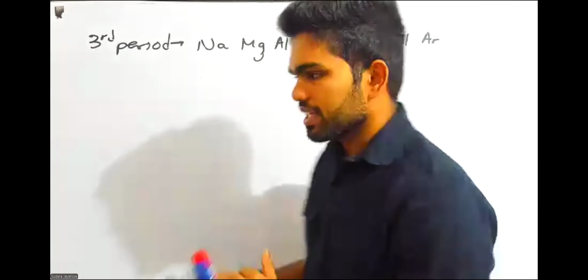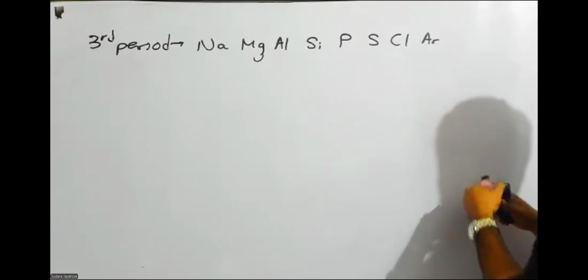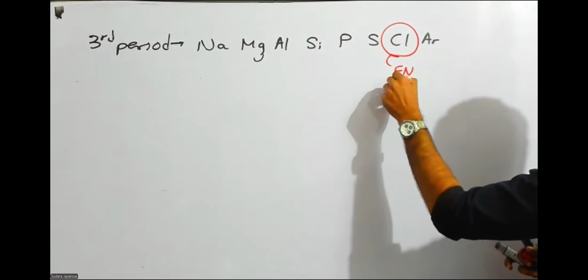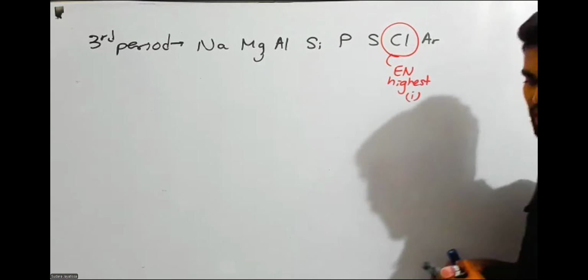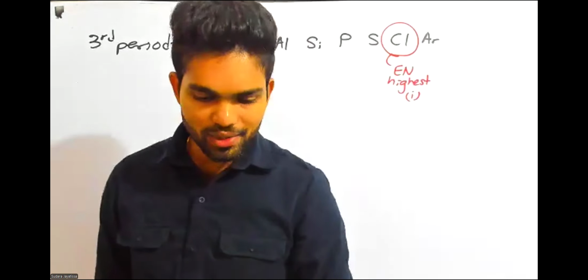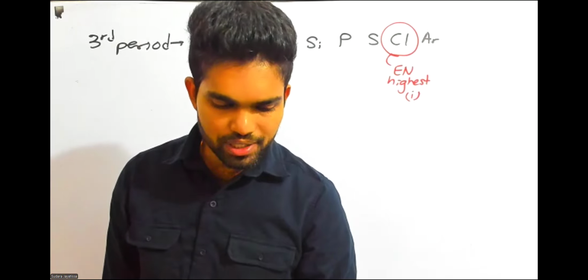If you consider these 7 elements, sodium to chlorine, this one is the one with the highest electronegativity. So the answer for the first question is this. What you need to write is Cl, capital C, simple L. Don't write chlorine, the name is wrong. You have to write the symbol.